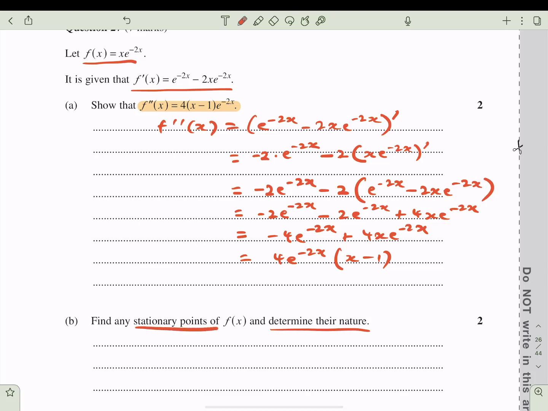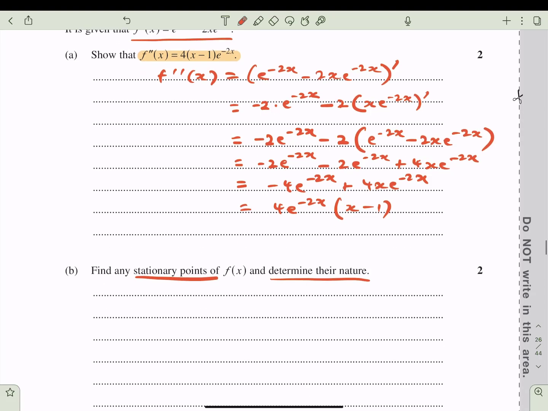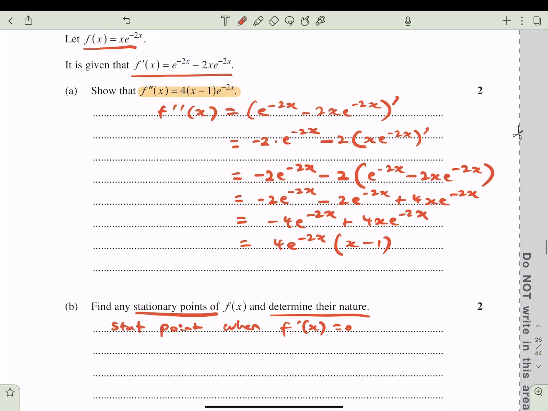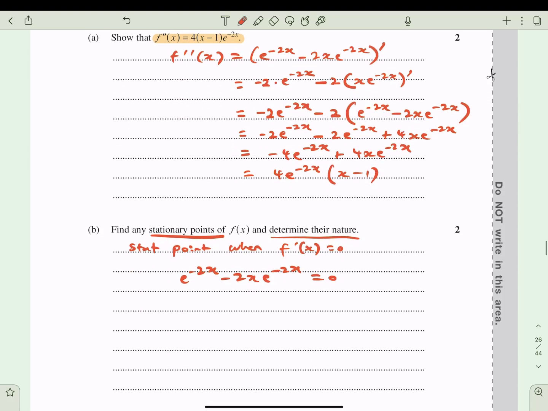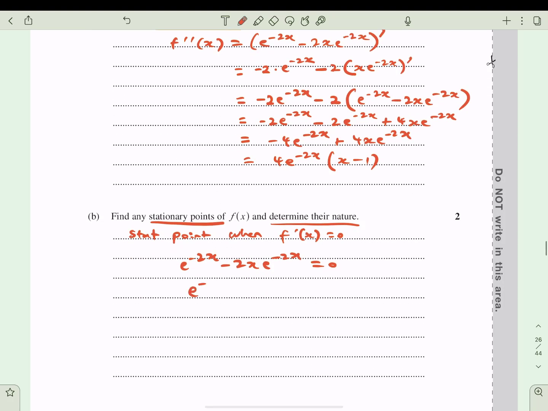So, stationary points means that we must consider the first derivative. So, stationary points occur when f'(x) equals 0. So, once again, looking at the derivatives, we let e^(-2x) minus 2x e^(-2x) equal 0. From here, we can factorize out e^(-2x) to get 1 minus 2x equals 0.